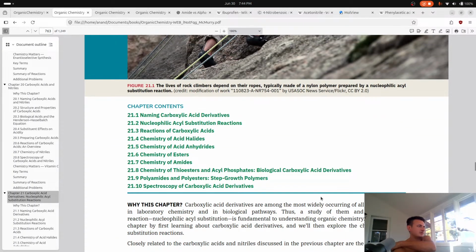All right, so what's in this chapter? All right, naming carboxylic acid derivatives, nucleophilic acyl substitution reactions, reactions of carboxylic acids, chemistry of acid halides, chemistry of acid anhydrides, chemistry of esters, chemistry of amides, chemistry of thioesters and acyl phosphates, polyamides and polyesters, step growth polymers, and then spectroscopy.